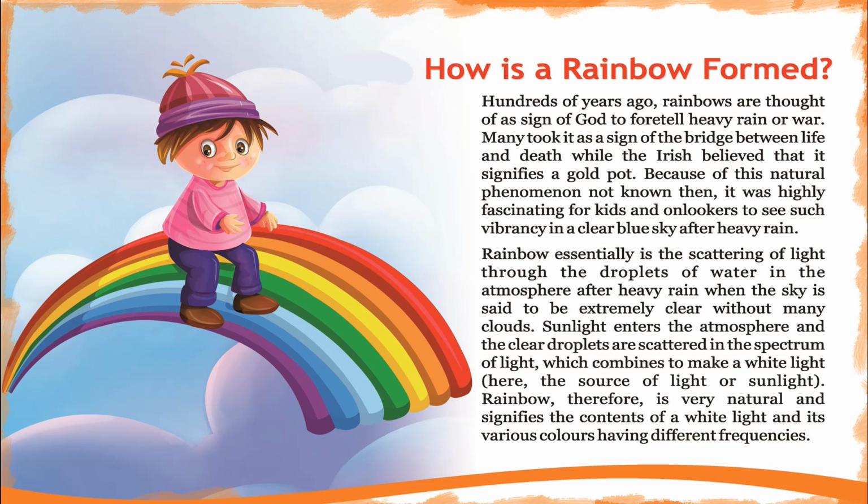Rainbow essentially is the scattering of light through the droplets of water in the atmosphere after heavy rain, when the sky is said to be extremely clear without many clouds. Sunlight enters the atmosphere and the clear droplets scatter it into the spectrum of light, which combines to make a white light, here the source of light or sunlight. Rainbow therefore is very natural and signifies the contents of a white light and its various colors having different frequencies.